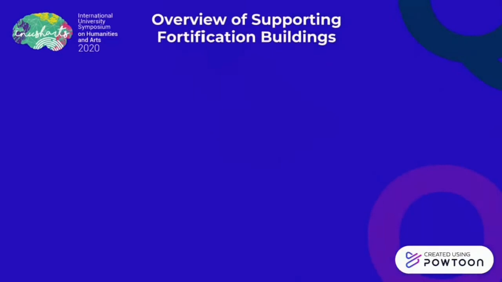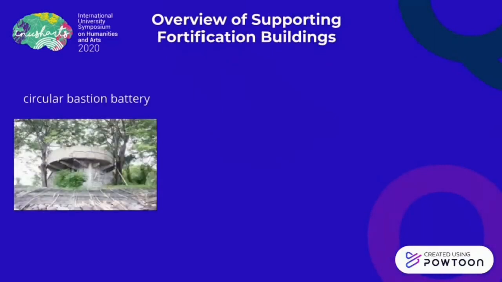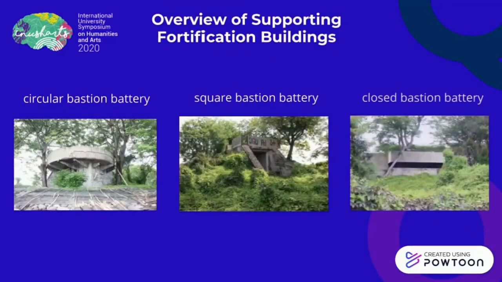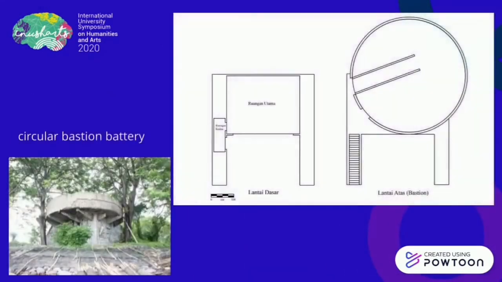Next, overview of supporting fortification buildings. Batteridge or battery is a small fortification as the placement of artillery weapons, and the location of this building occupies a strategic point of attack that is different from the main fortification buildings. Each battery is a defensive building with a bastion on the upper floor.